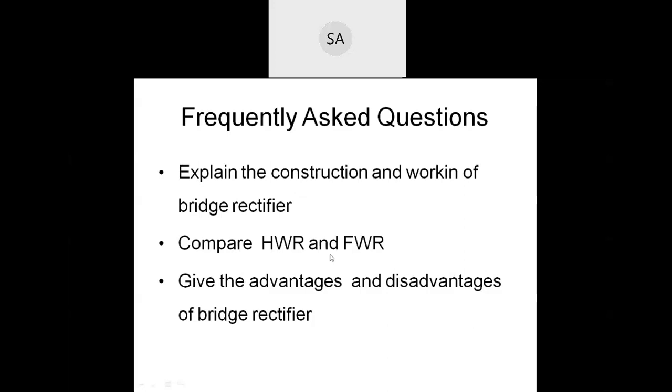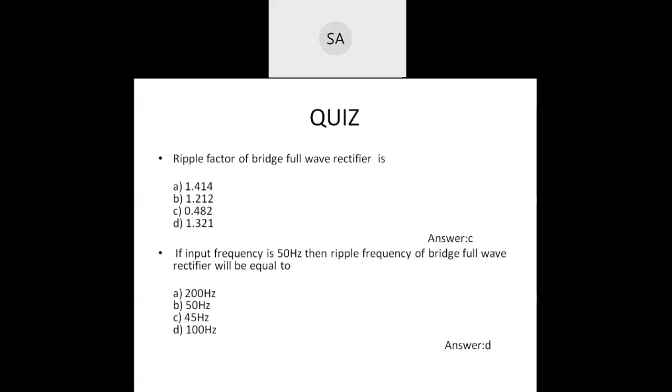There may be a chance to have the construction and to derive the expression for the IRMS, IDC, PDC, PAC, and efficiency. There may be a chance of direct questions on this one. Let us discuss some simple quiz questions on this.